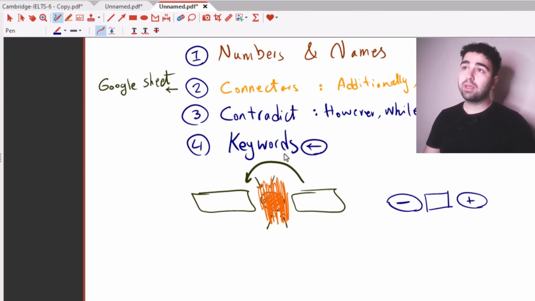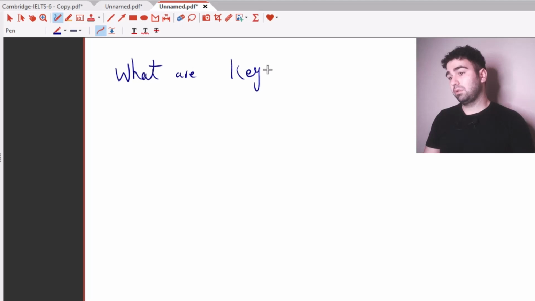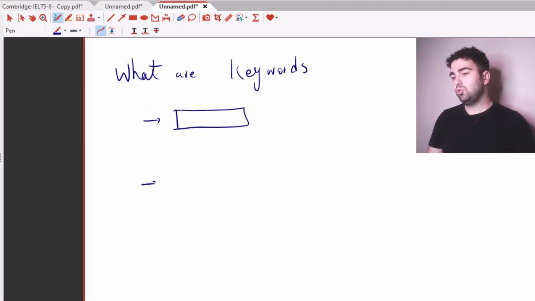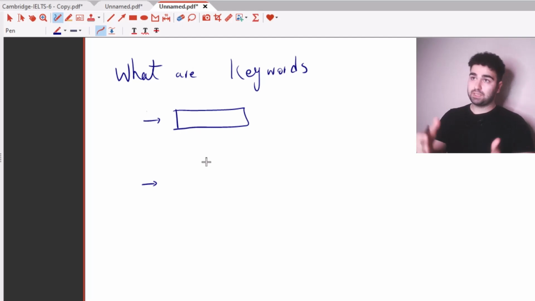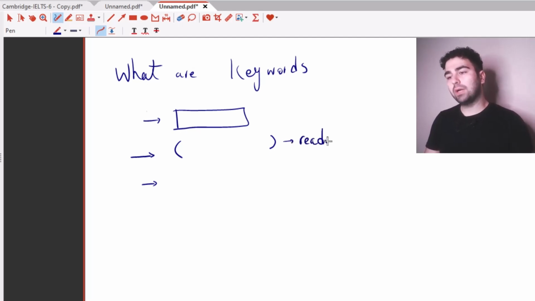The most important things are keywords. Question is, what are keywords? When we read the title, do we jump straight in the passage? Skim, scan, or anything? No. There is something happening here. That is called reading questions.